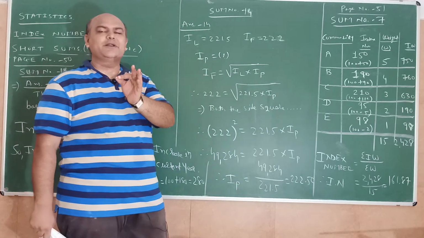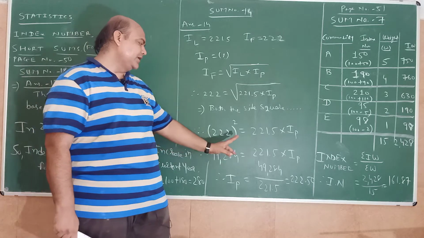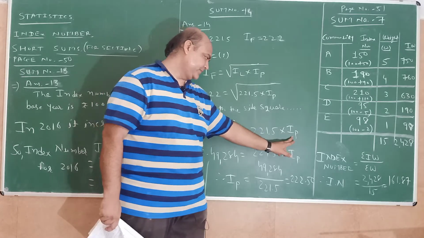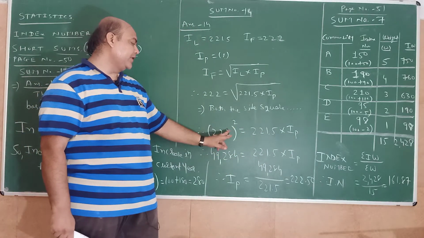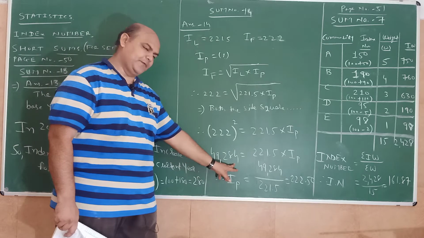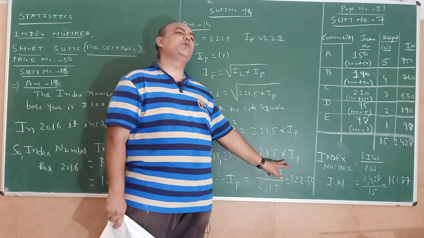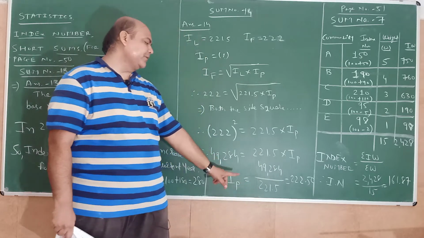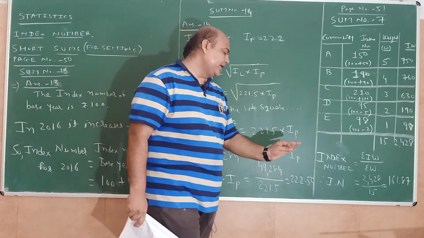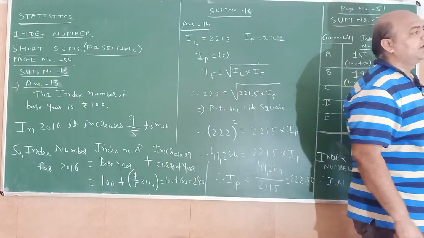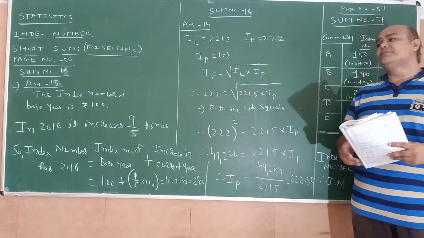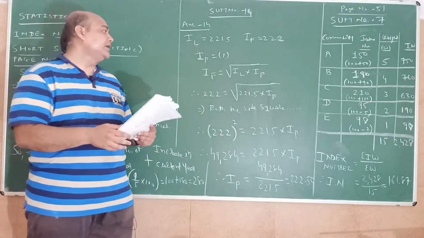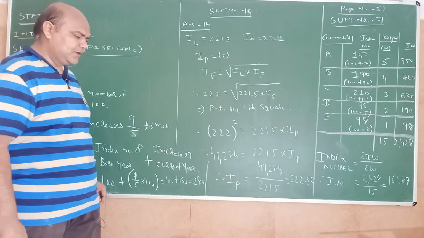Under root 5 into under root 5, the answer is 5. So here, removal of under root, that is 221.5 into IP. Now the square of 222 is 49,284, which equals 221.5 into IP. So IP is equal to 49,284 divided by 221.5. The final answer is 222.50.